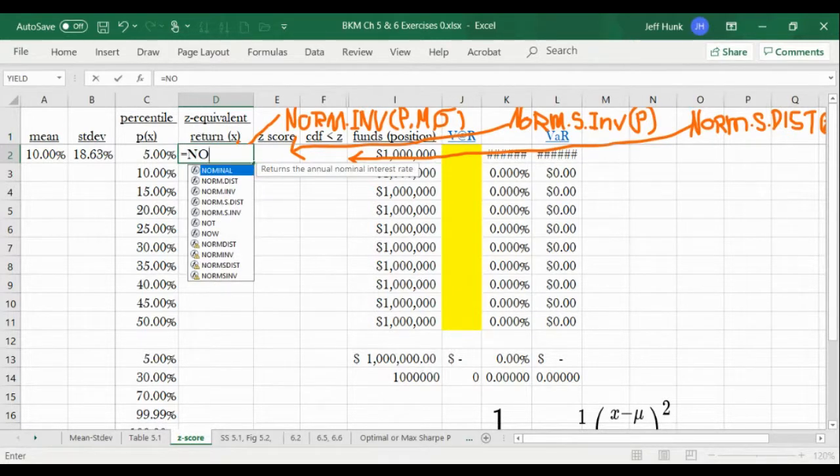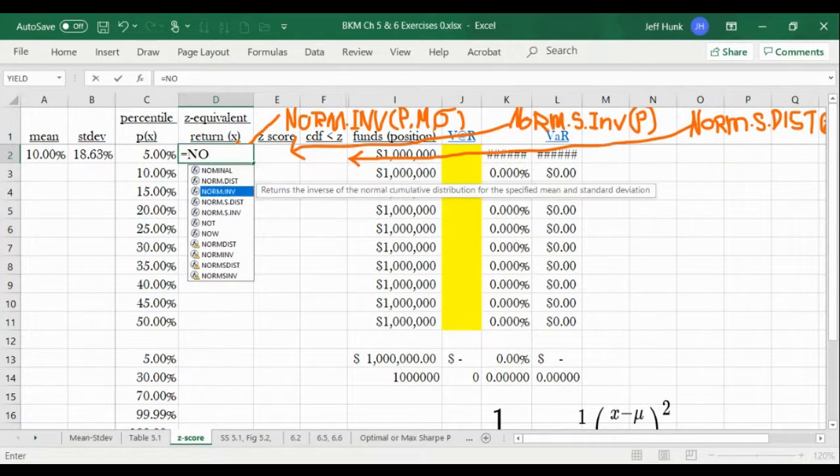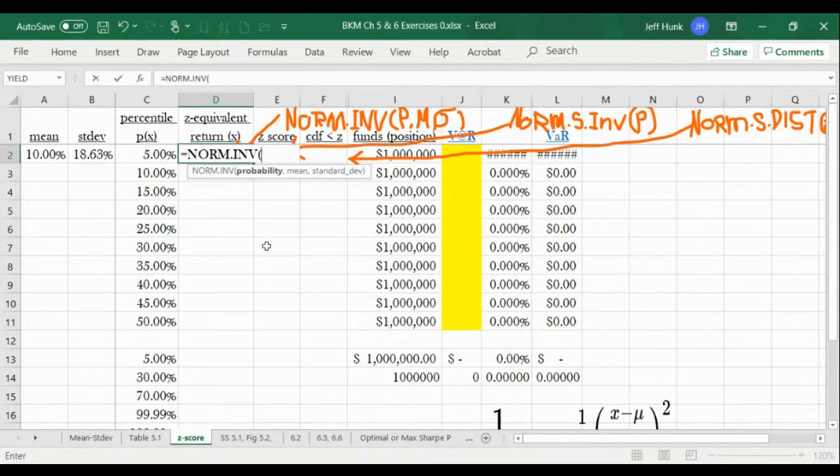use Excel's NORM.INV function, right? Norm inverse. What does it do? It will find the z-score for that percentile probability first, and then for the mean of the distribution of our sample data and our standard deviation.